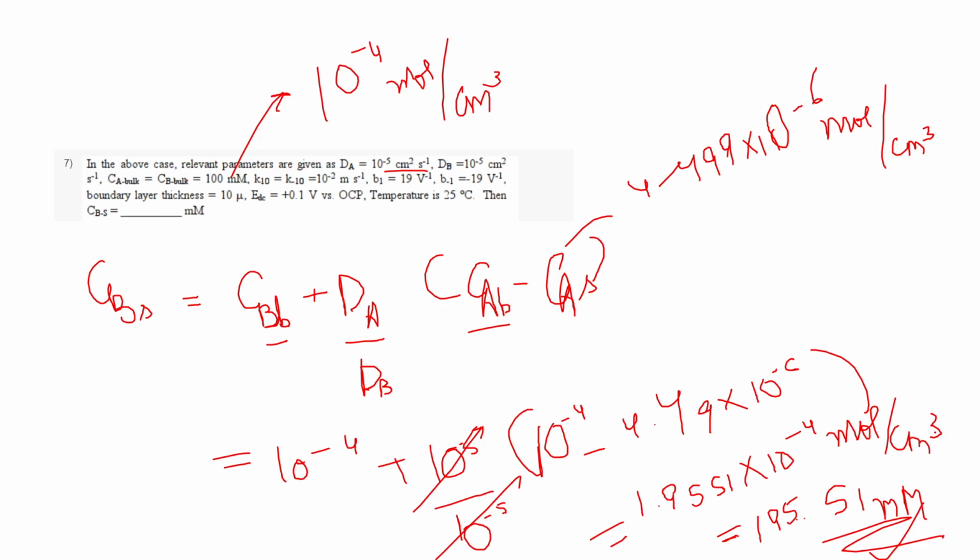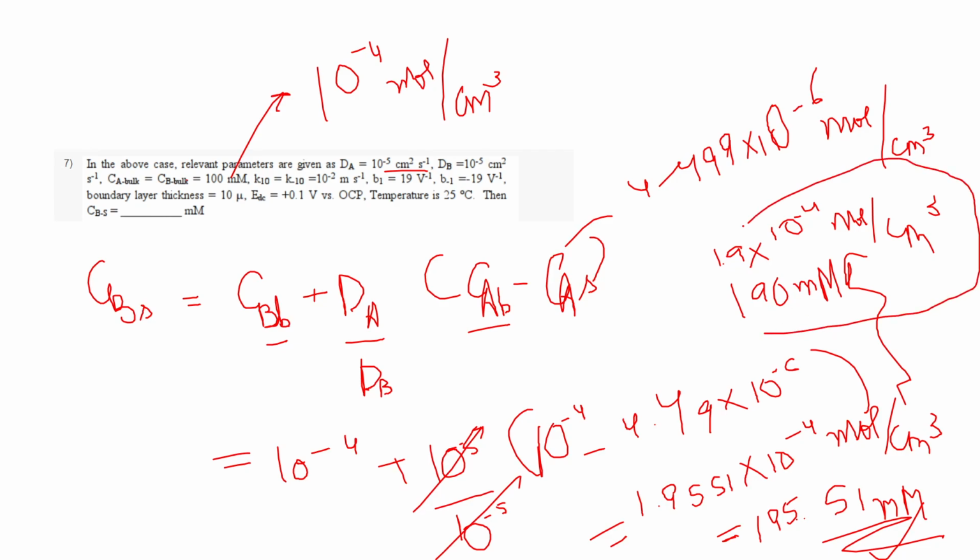Instead, I'm just telling you, I solved it and I wrote 1.9 into 10 to the power minus 4 moles per centimeter cube. What will happen? My answer will be 190 millimolar, which is wrong. And even if I had at least 2 decimal places, then I would have got 195 millimolar. So that's why I said this answer would be wrong.